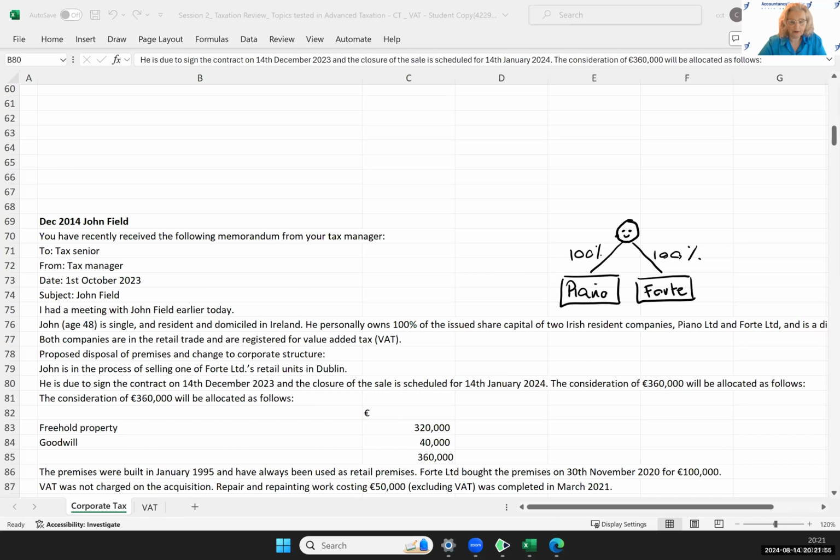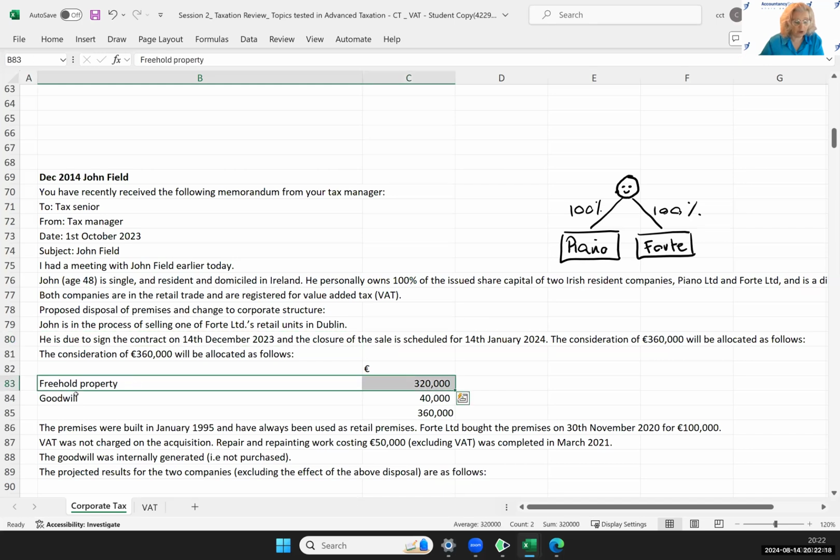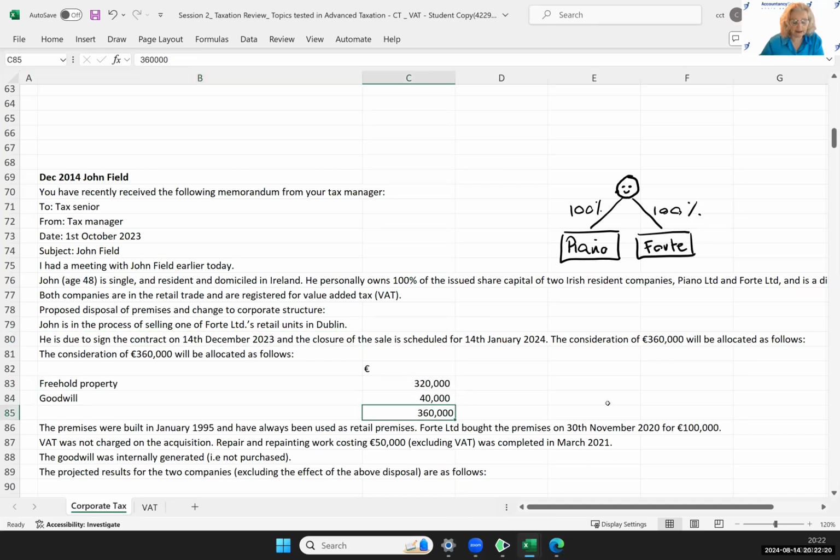2023. So in an unconditional contract, the date of disposal is the date on which the contract is signed. Okay, so John, that gain will crystallize in the 2023 tax year. All right. So they give us information. There's freehold properties, a bit of goodwill there as well. So the total consideration he's going to receive is 360,000.